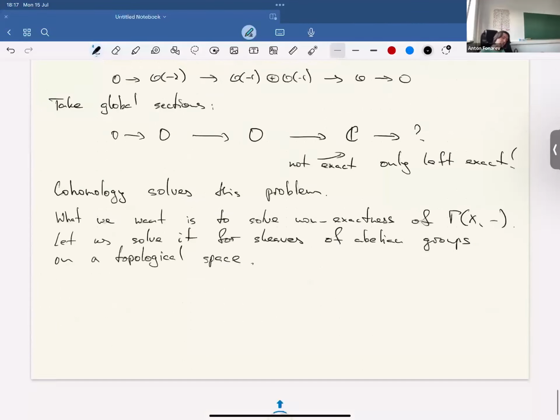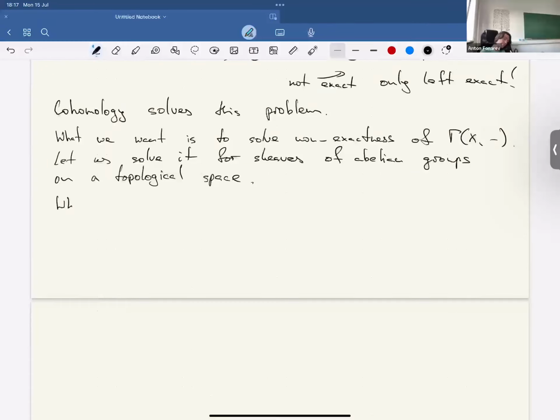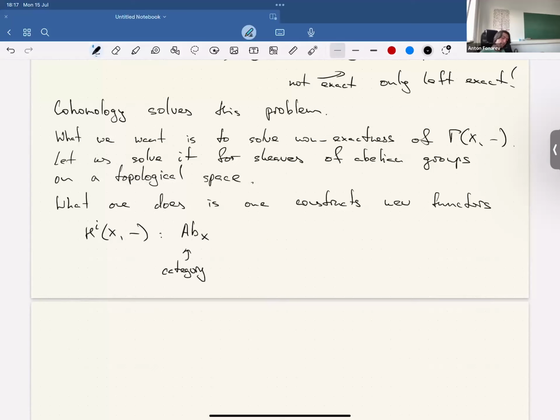So we want, for any short exact sequence of groups, what one does is one constructs new functors. So the functors will be H^i of X, which will go from the category of sheaves of abelian groups on X. To every such sheaf of abelian groups, we will associate just a new abelian group.